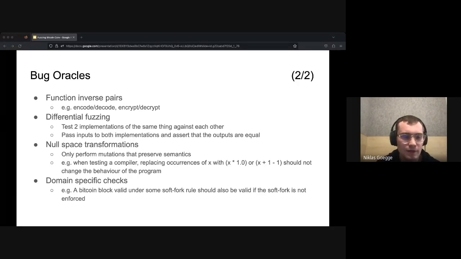And then the last thing, which is a bit generic, is domain-specific checks: have checks specifically for the type of application that you're fuzzing. For example, in the Bitcoin context, if you're fuzzing block validation, you could have a rule that says a Bitcoin block that's valid under some soft fork rules should also be valid if we're not enforcing the soft fork. Otherwise, it wouldn't be a soft fork.